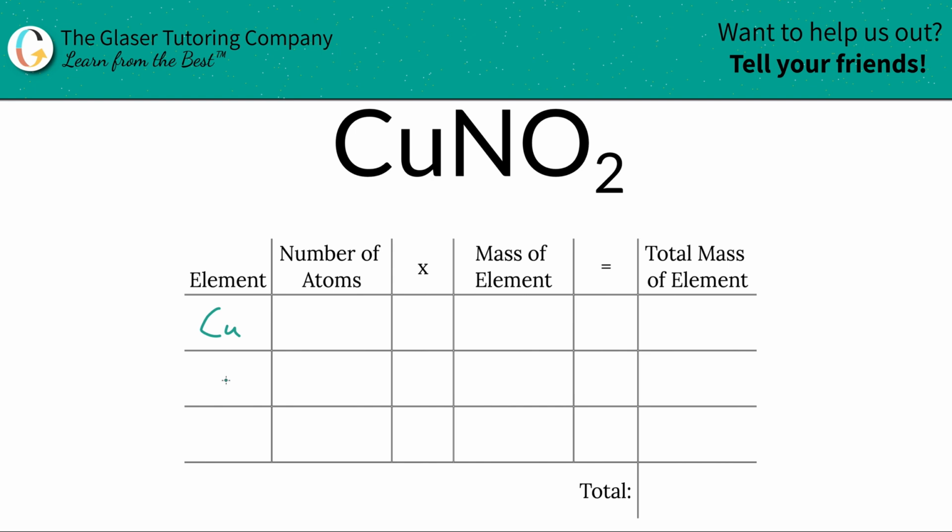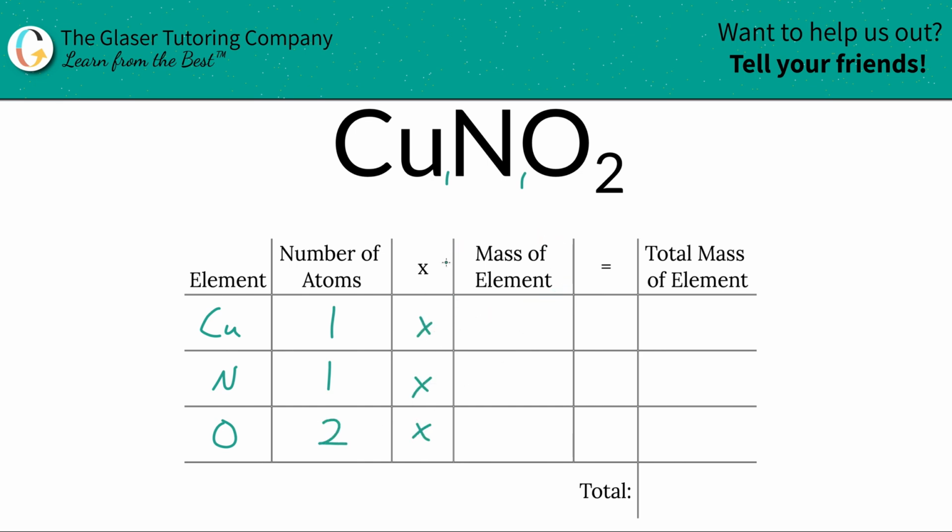So we see a copper element, we see nitrogen, and we see oxygen. Next is then to write down the number of atoms. That's where the subscripts come into play. So at the bottom of copper, there's an invisible 1 down there. So there's 1 copper, also 1 nitrogen, because there's another invisible 1. And at the bottom of oxygen, there's a 2. So that means there are 2 oxygen atoms.